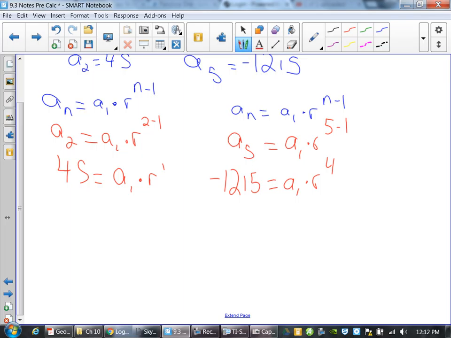When we had this problem with arithmetic, we did it as a system of equations. We do the exact same thing here, but we're not going to use an elimination method. We're going to use substitution. What I want to do is rewrite the first equation in terms of the first term, which means I'm going to get the first term by itself. And I do that by dividing by r. So 45 over r to the first is my first term.